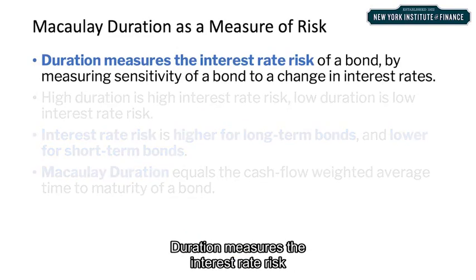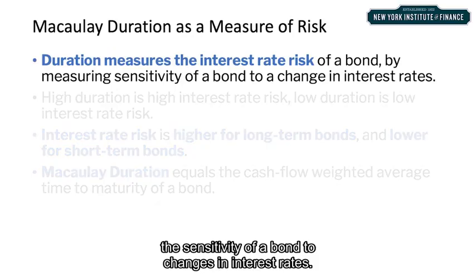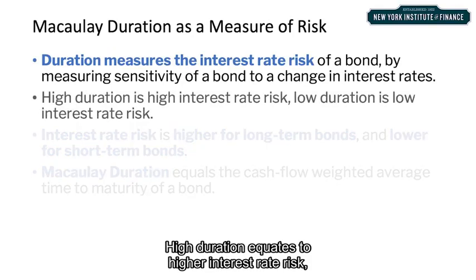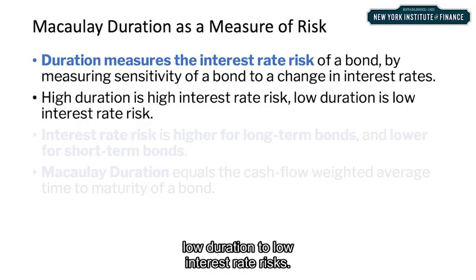Duration measures the interest rate risk of a bond by measuring the sensitivity of a bond to changes in interest rates. High duration equates to high interest rate risk, low duration to low interest rate risk.